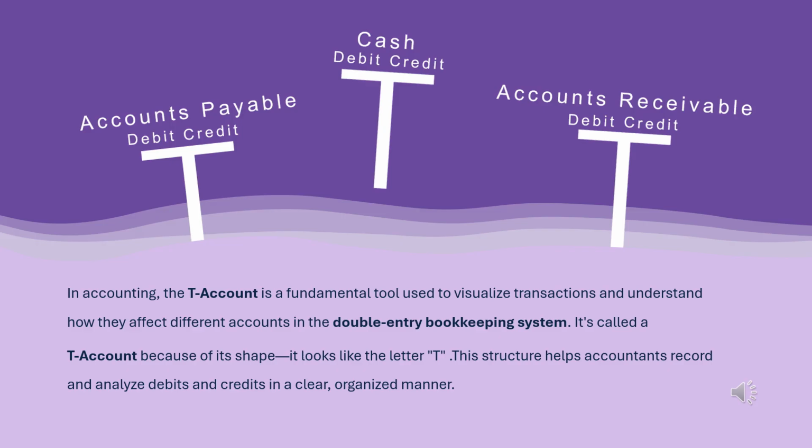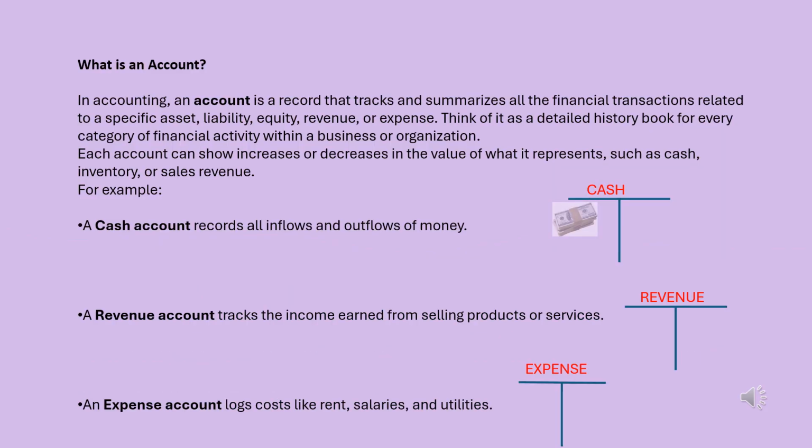In accounting, the T-account is a fundamental tool used to visualize transactions and understand how they affect different accounts in the double-entry bookkeeping system. It's called a T-account because of its shape. It looks like the letter T. This structure helps accountants record and analyze debits and credits in a clear, organized manner.